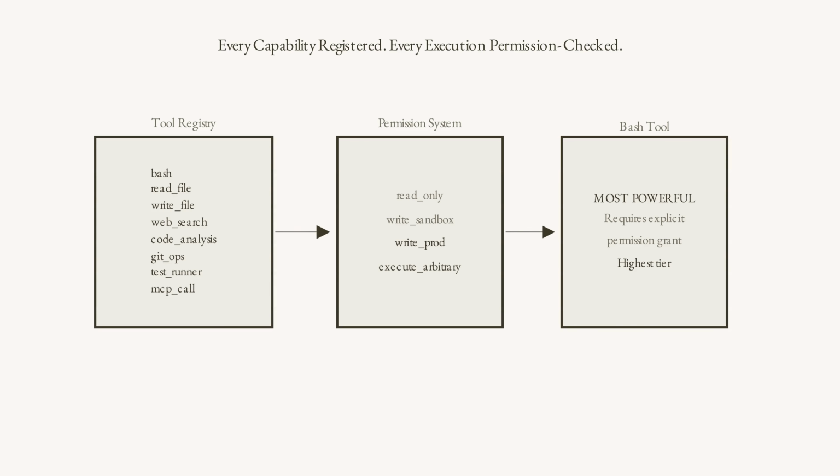The bash tool is the most powerful primitive. Unrestricted bash execution is the escape hatch that makes Claude Code general purpose. It is also the one that requires the most careful permission scoping.